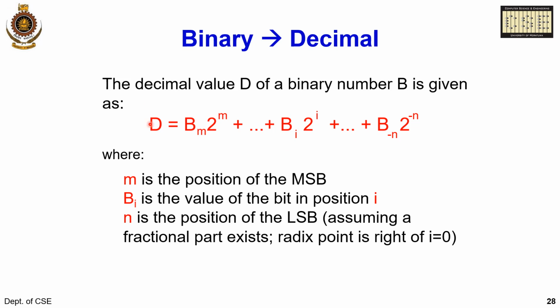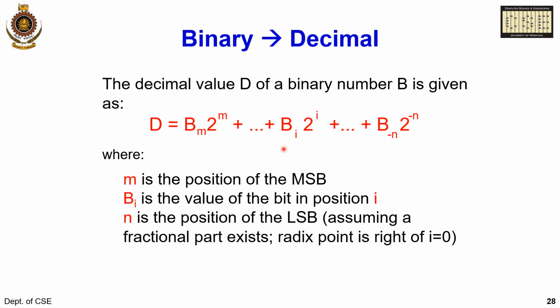So what does that mean? If you have a binary number b, how to get the corresponding decimal value? Let's say that m is the position of the most significant bit, which is the leftmost bit. n is the position of the least significant bit, the rightmost. In this case, we are assuming a fractional part, right? So that's why we have this minus.